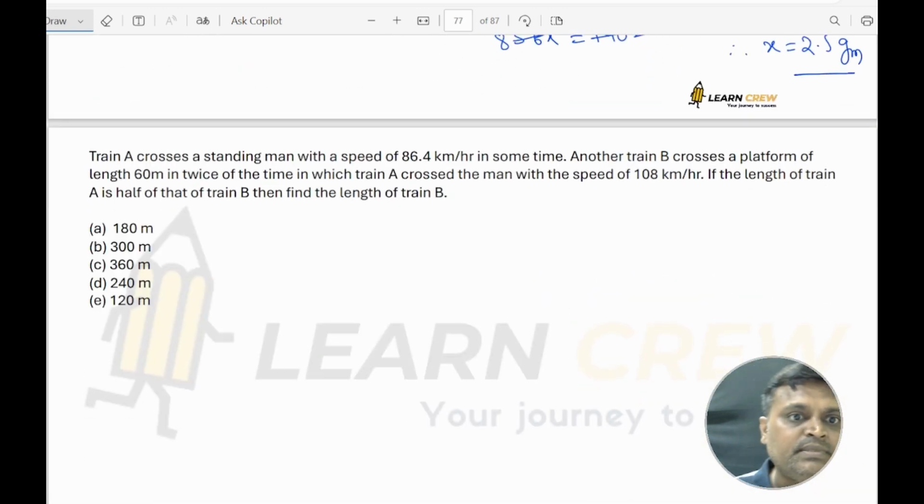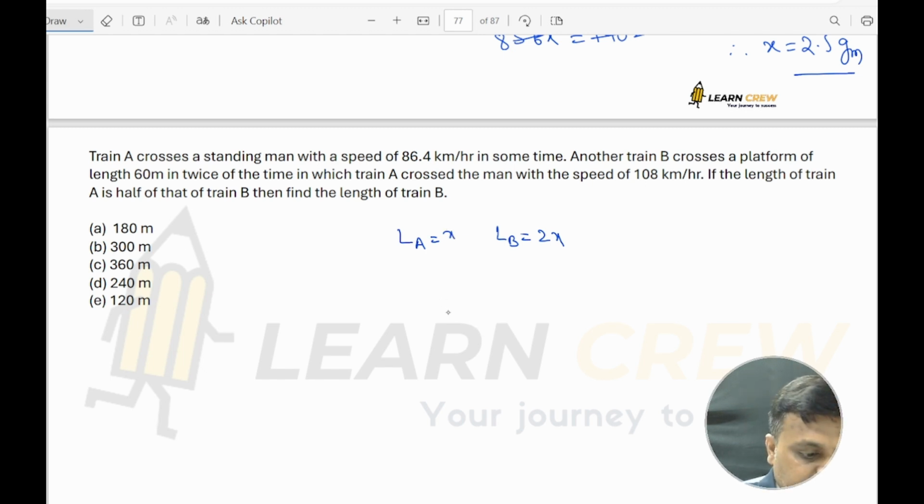Next. Train A crosses a standing man with a speed of 86.4 km per hour in some time. Another train B crosses a platform of 60 meter in twice the time in which train A crossed a man, with a speed of 108 km per hour. If the length of train A is half of that of train B, so if train B length is 2x, train A length is x.